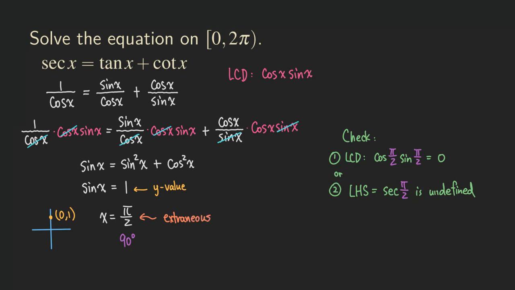And so what does that mean? That means we have to cross out the solution. But that's our only solution and we cross it out. So what does that mean? That means the equation has no solution. So we write down our conclusion here. So the equation has no solution. And then that's our conclusion.